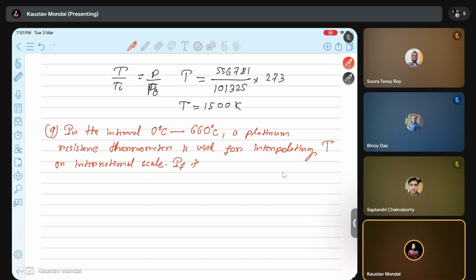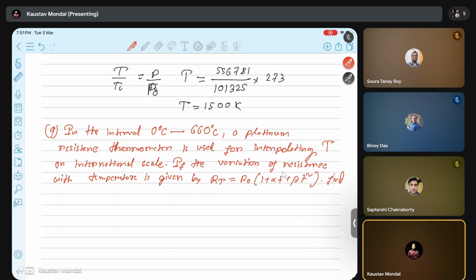If the variation of resistance with temperature is given by RT equal to R0 into 1 plus alpha T plus beta T square, this we already know. T is nothing but temperature here, okay, small t.